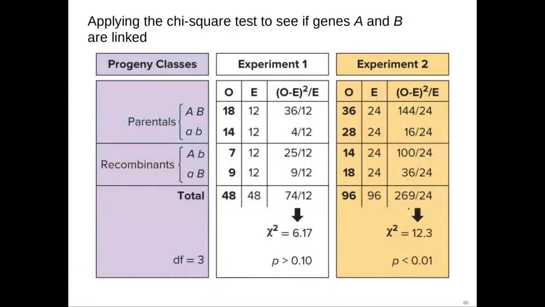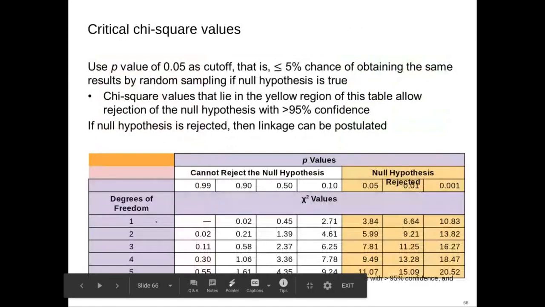We go back to our other one. The chi-square value is 12.3. We had 1, 2, 3 degrees of freedom. We try to find 12.3. It's not on here, but it's between 11.25 and 16.27. Thus, our p-value has to be less than 0.01.